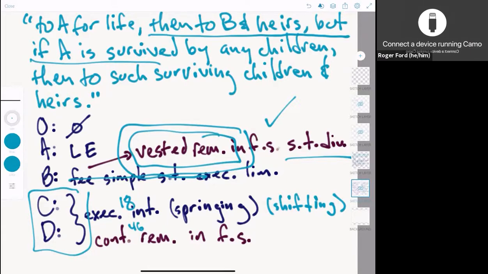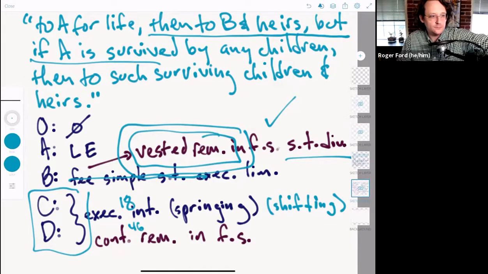I just lost my camera. One moment. Can you see me? It's kind of a crappier camera, but oh well.